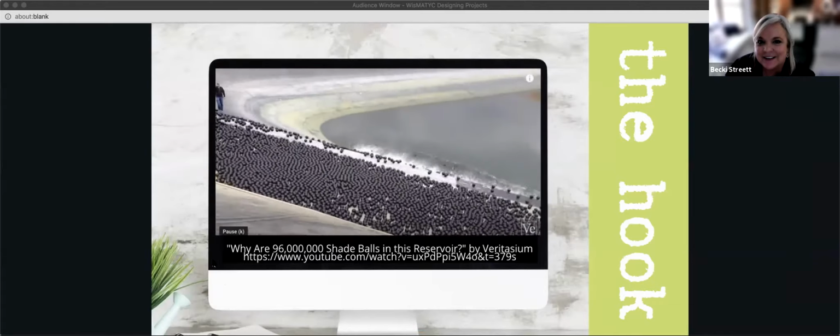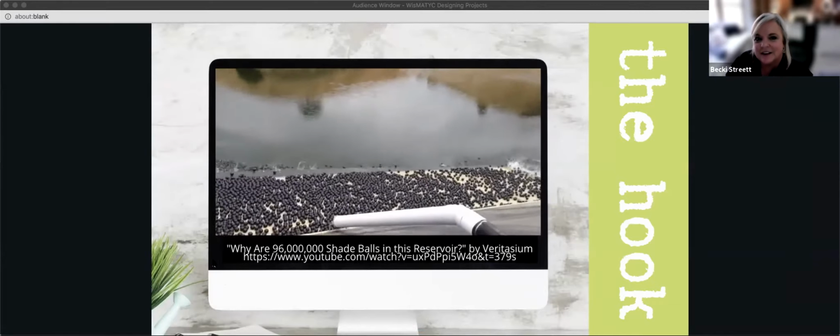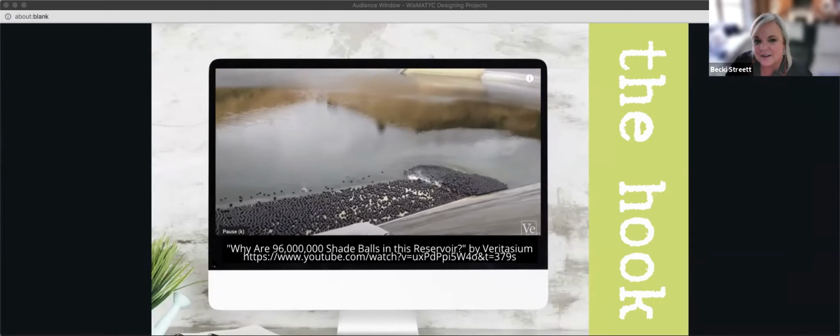These are shade balls. They're being dumped into this water reservoir in Los Angeles.